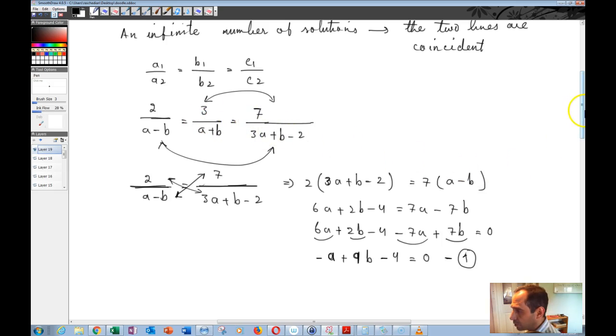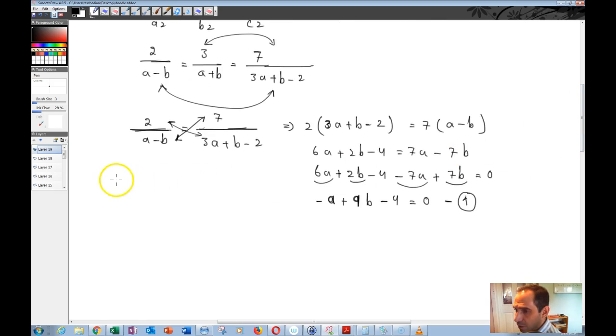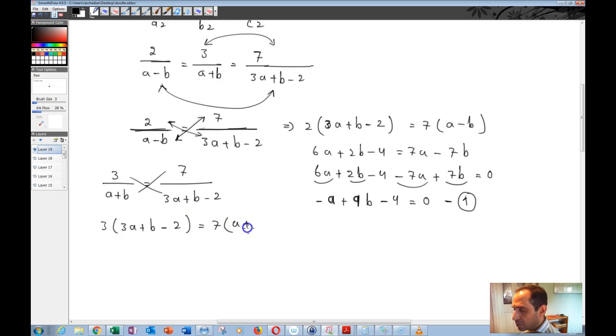you can take these two equations together, meaning that you can write 3 over A plus B is equal to 7 over 3A plus B minus 2. So if you cross multiply, you will get 3 times (3A plus B minus 2) is equal to 7 times (A plus B). So that's 9A plus 3B minus 6 is equal to 7A plus 7B, and 9A plus 3B minus 6 minus 7A minus 7B is equal to 0.